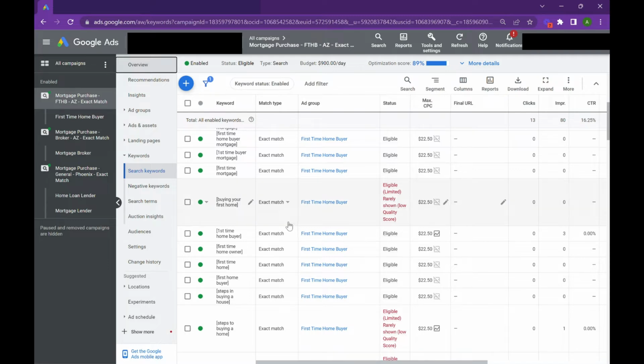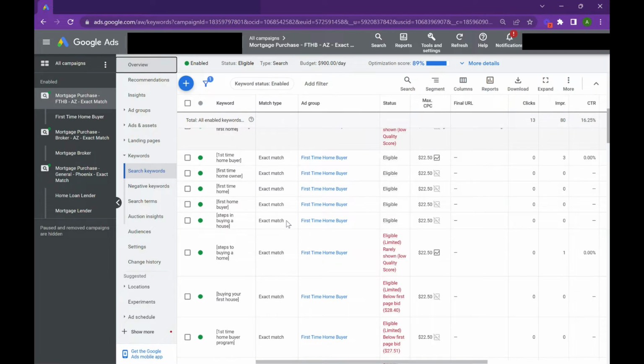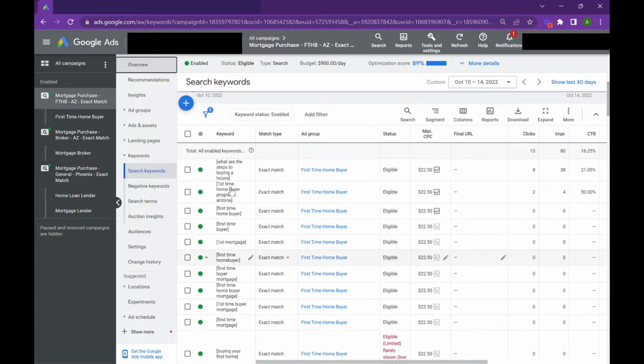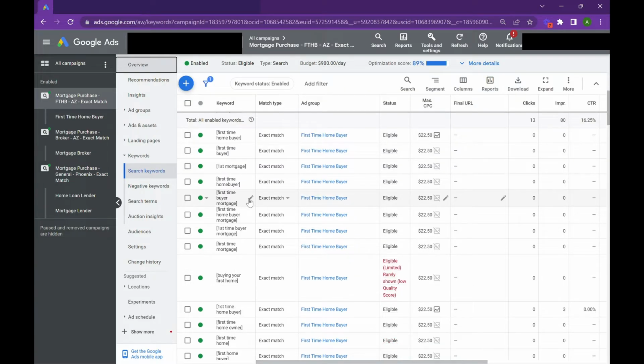A great way to expand your first-time homebuyer keywords is to launch a phrase match campaign and find all the keywords that you could potentially trigger and then convert those to exact match. And then turn off your phrase match and only focus on exact match. The reason why I say that is because exact match is going to be the best way to target very specific terms without Google taking extra liberties.